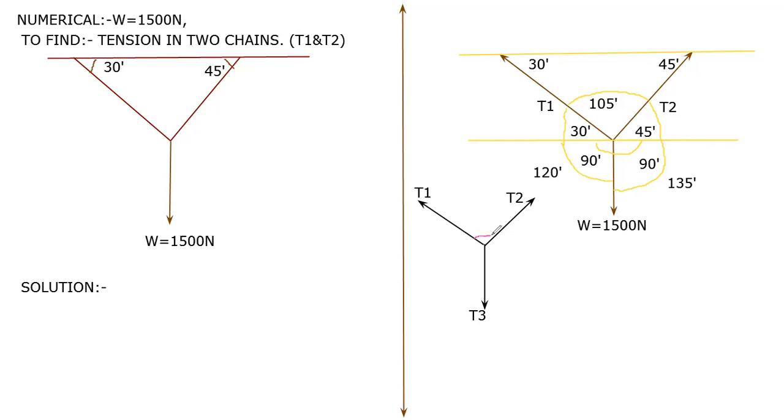Now the angles are clearly visible from our previous diagram. Those angles we have to also write here. So this one is 105 degree. This angle is 135 degree. And this angle is 120 degree. Now here you got all the angles. So this one is the simplified diagram.